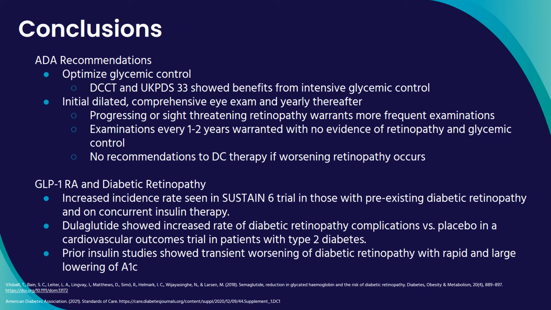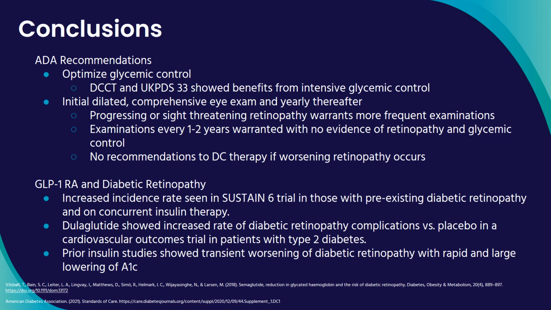An increased incidence rate of diabetic retinopathy complications was seen in the SUSTAIN 6 trial in those with pre-existing diabetic retinopathy while on concurrent insulin therapy, according to a post-hoc analysis. Although no trial is specifically referenced, the dulaglutide prescribing information states that dulaglutide showed an increased rate of diabetic retinopathy in a cardiovascular outcomes trial in patients with type 2 diabetes, as discussed previously in the slideshow.